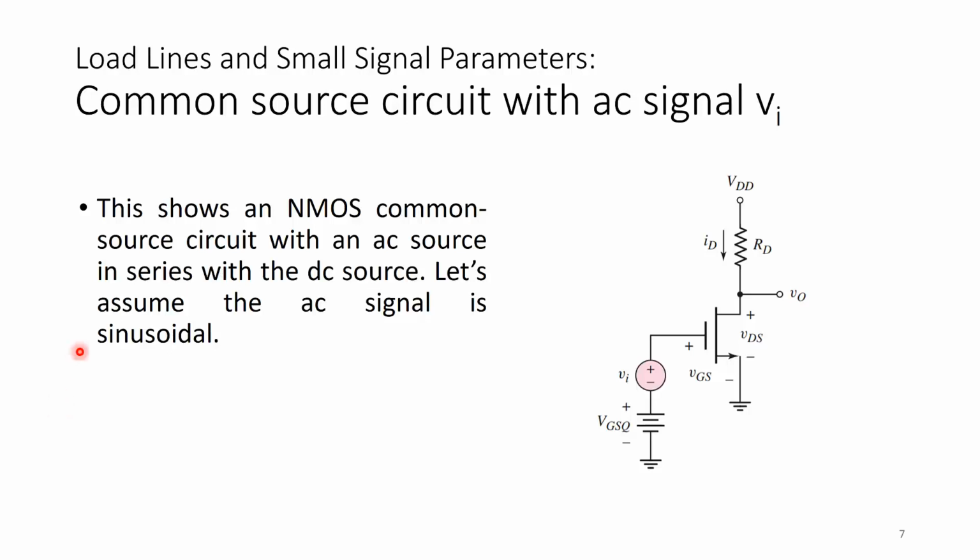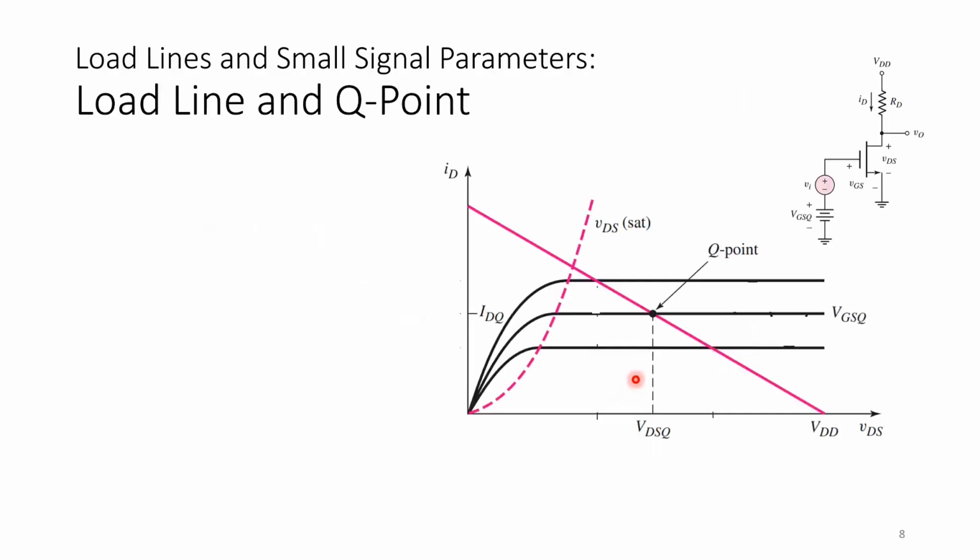So this is a common source circuit. This shows an NMOS common source circuit with an AC source in series with a DC source. This DC source is labeled with a capital letter, and capital letters in the subscript as well. So this is VGSQ in series with an AC source, which is in small letters, vin. Let's assume that this AC signal is sinusoidal. A real signal will not be sinusoidal, but for our analysis we will use sinusoidal signals to represent general time varying signals usually. So this is a load line, and this shows a Q point for this transistor.